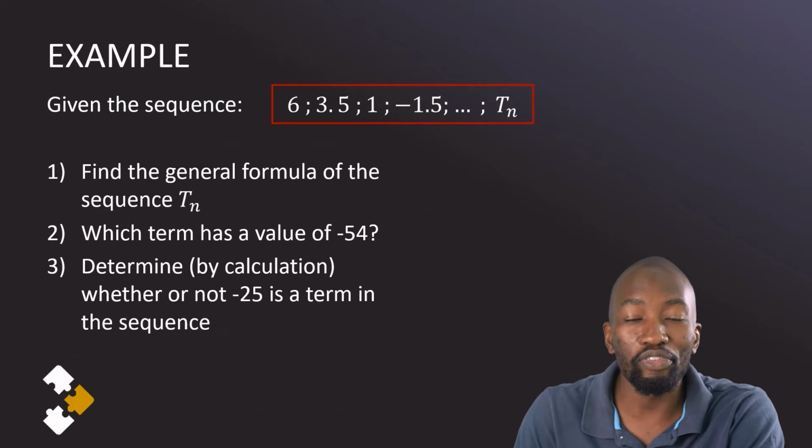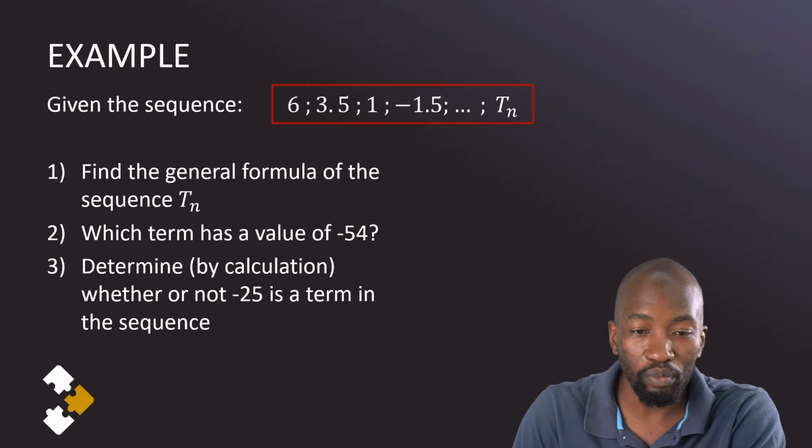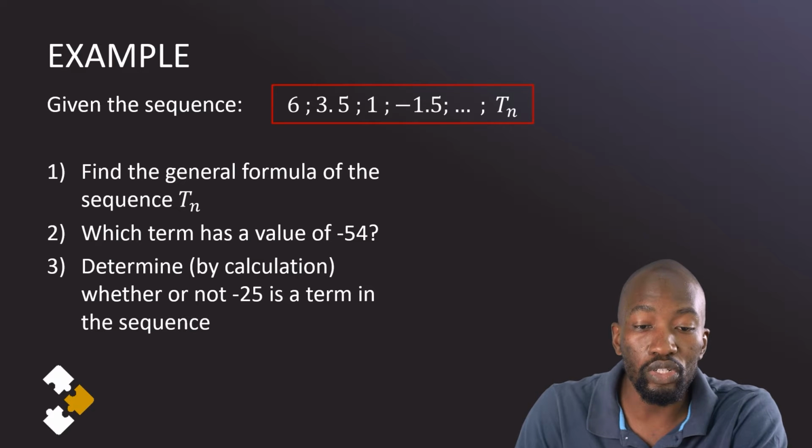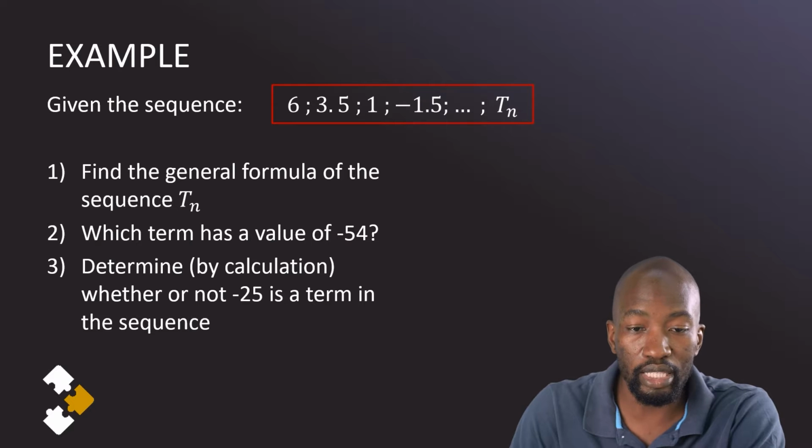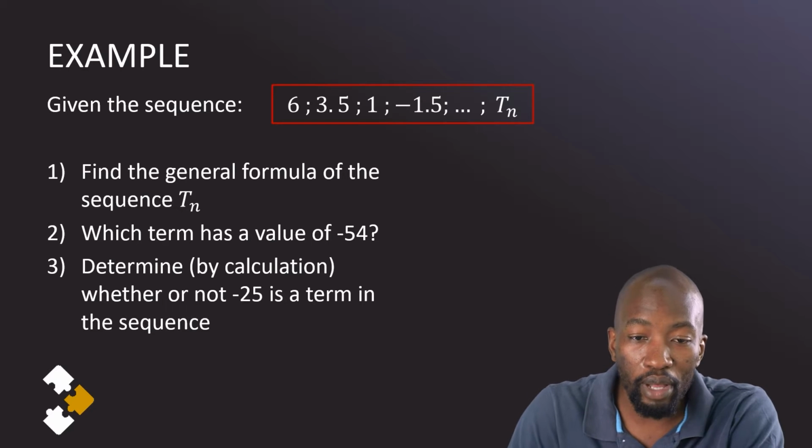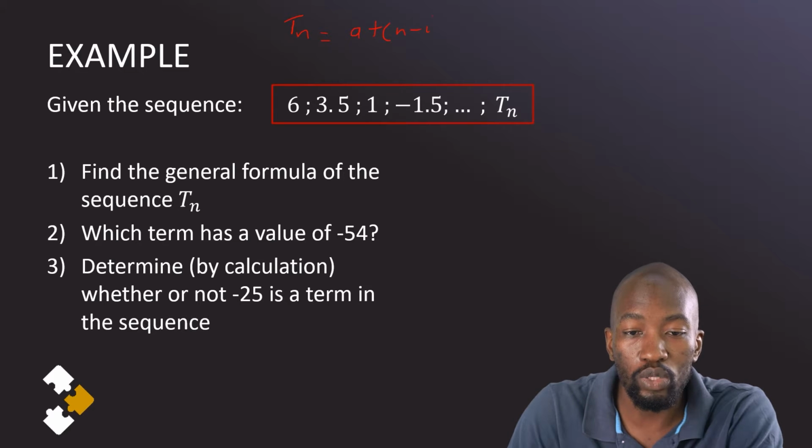Let's look at the following example. So we have the sequence 6, 3.5, 1, negative 1.5 going all the way to Tn. They want us to find the general formula of the sequence Tn. Let's see if we can do that. Remember, the general formula is given by Tn is equal to a plus n minus 1, common difference. All right, now what is a?